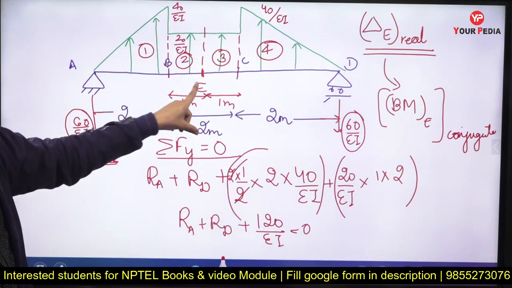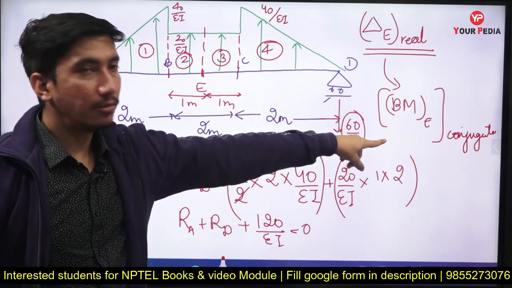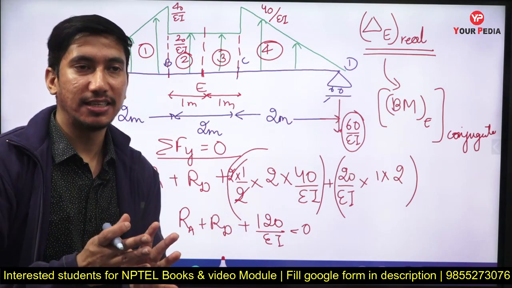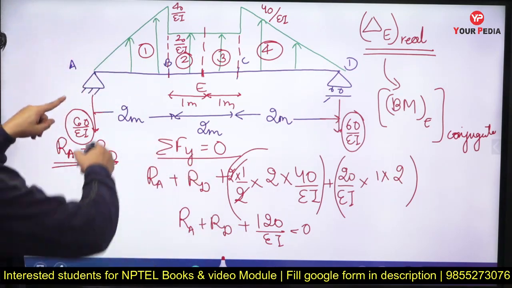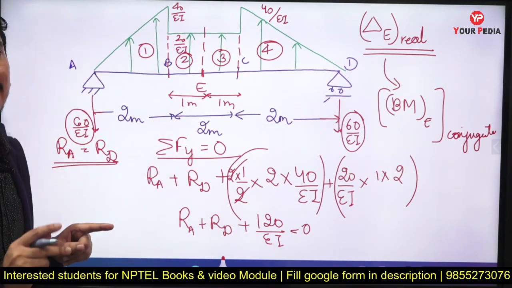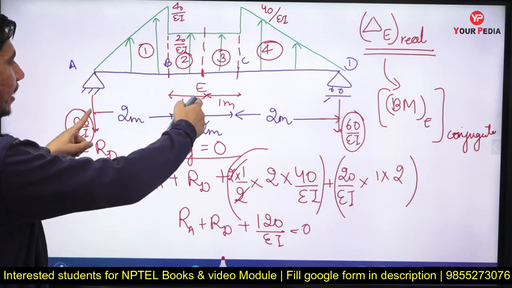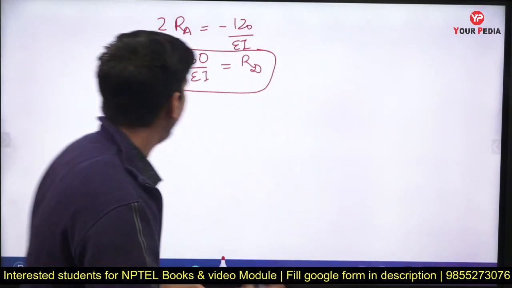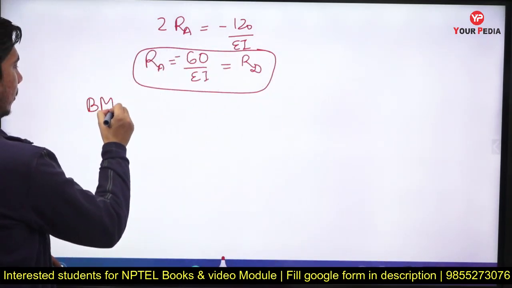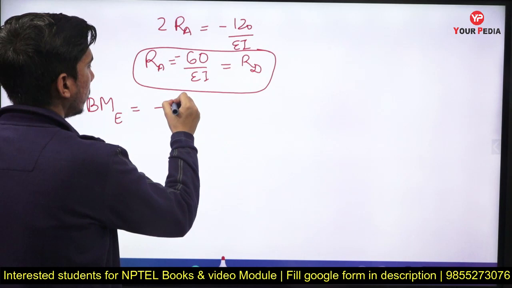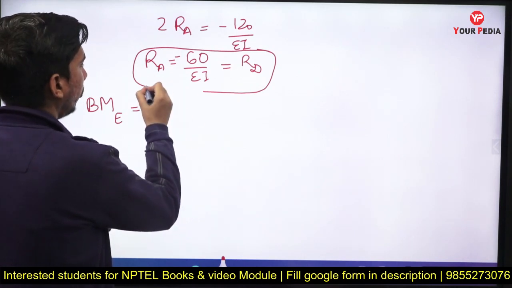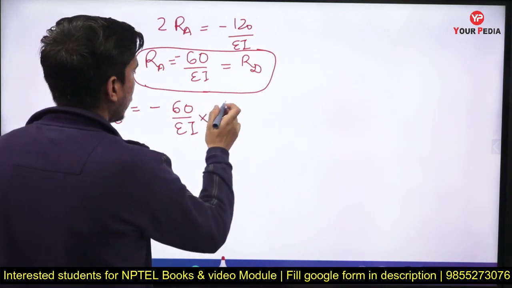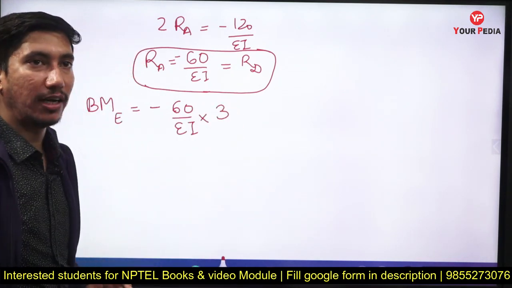Now I have to find the bending moment at point E. So how can I do this? Either from the left side or from the right side. If I am doing it from the left side, this will create an anti-clockwise moment, taken as negative. What is the distance from point E? 2 meters plus 1 meter, 3 meters. So the bending moment at point E will be equal to minus of RA, which is minus of 60 upon EI, into the distance, 3 meters.